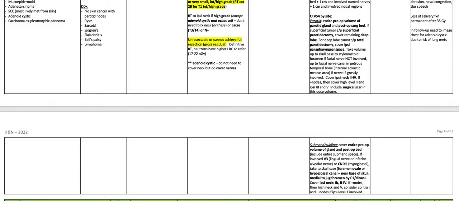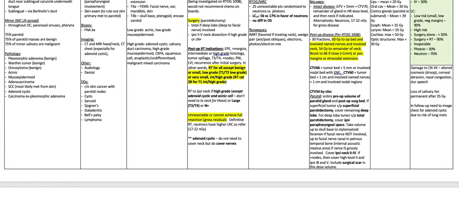For submandibular and sublingual cancers, cover the entire pre-op volume of the gland and the post-op bed, including the entire submandibular space. If V3 is involved via the lingual nerve or inferior alveolar nerve, or the hypoglossal nerve, take it to the skull base, the foramen ovale, or the hypoglossal canal near the base of skull, medial to the jugular foramen by C1 of the clivus. Cover the ipsilateral neck, levels 1B, 2 through 4. If there are positive nodes, then high neck and 5. Consider contralateral 1 and 2 nodes if ipsilateral level 1 is involved.